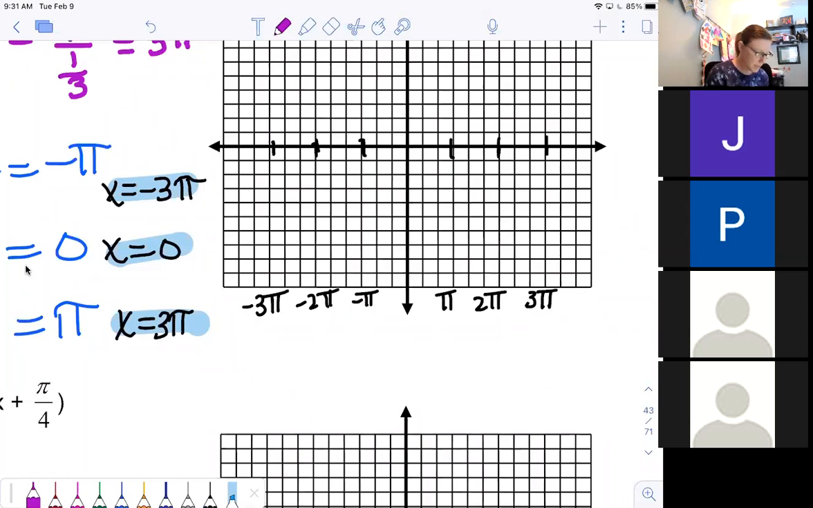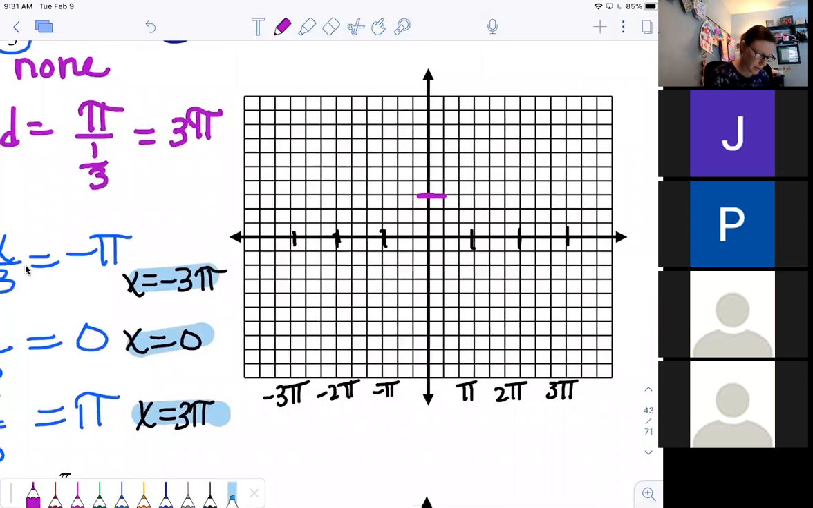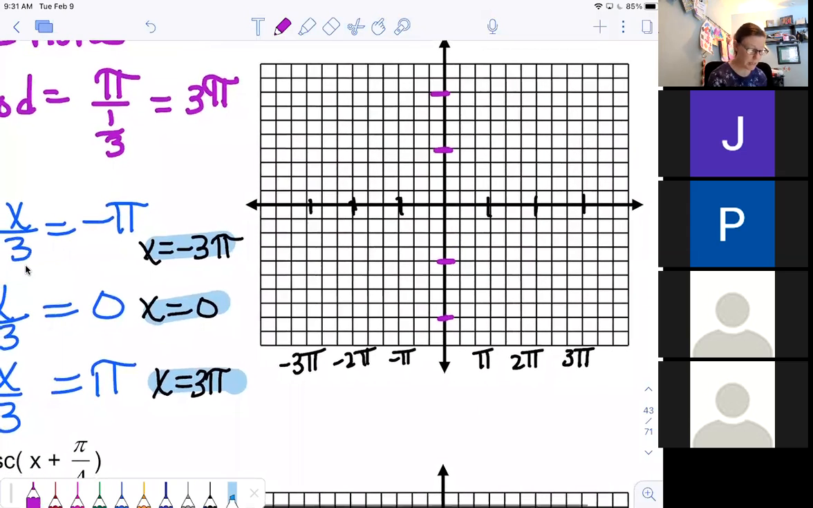So graph is labeled. I'm going to go on the x-axis again. Plot my asymptotes. I already found those asymptotes, so we did the hard part, finding them. You have an asymptote at negative 3 pi. We have one at 0, and we have one at positive 3 pi.